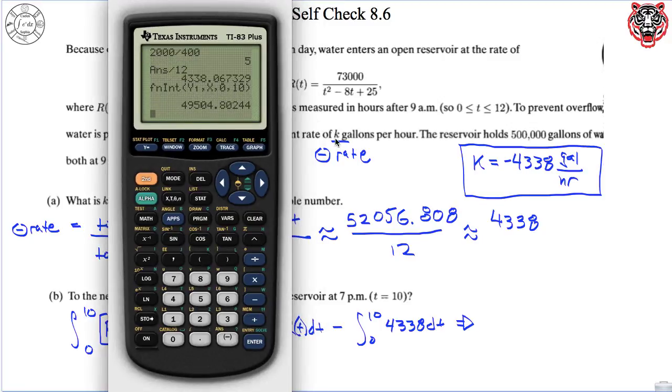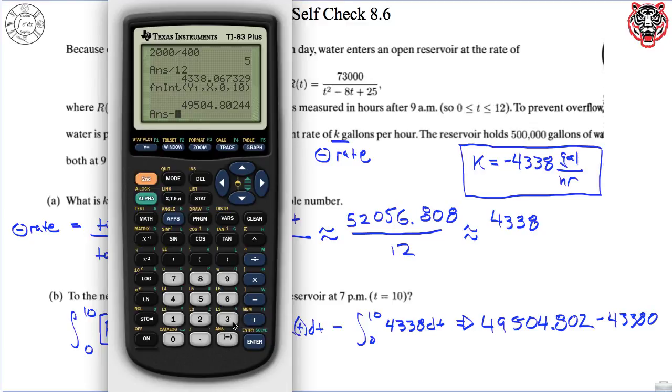I'll write this out so that you can follow my work too. It's going to be 49,504.802, and I'm going to subtract. So this number is going to be 10 minus 0 times this. So it's going to be this thing with an extra 0, 43,380, because I just multiplied by 10. 10 minus 0 is 10. This is the integral of a constant function.